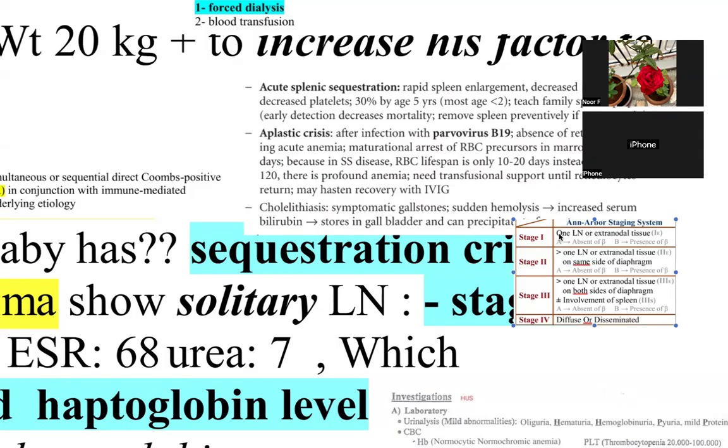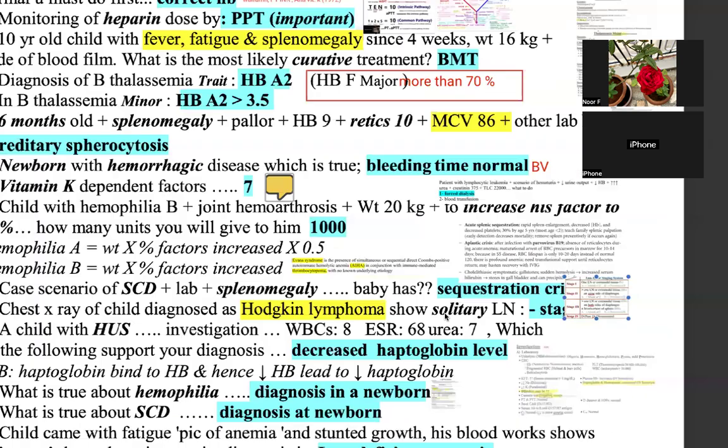Same, I told you the stages here, if you can see. Stage 1, one lymph node or extranodal tissue. Stage 2, one lymph node or extranodal tissue on same side of diaphragm. Stage 3, more than one lymph node or extranodal tissue on both sides of the diaphragm. Stage 4 is diffuse or disseminated. This is for the Hodgkin's lymphoma.